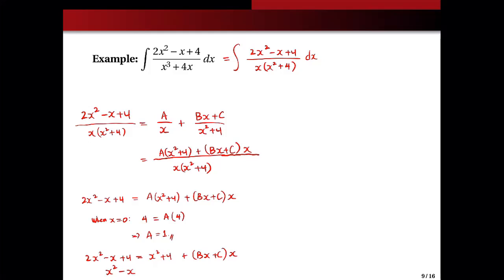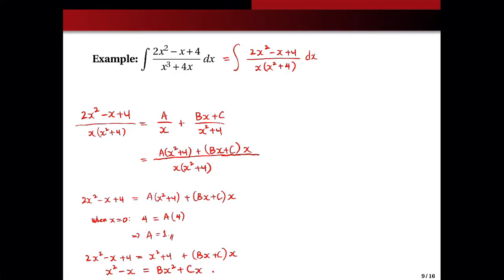That's the left-hand side now. For the right-hand side, we'll just multiply the x. So what will happen is, we will get bx squared plus cx. So these two must be equal. The x squared minus x must be equal to bx squared plus cx. But notice, you can just compare coefficients.